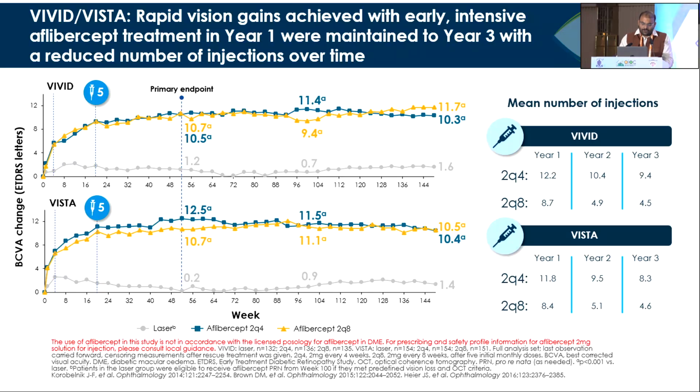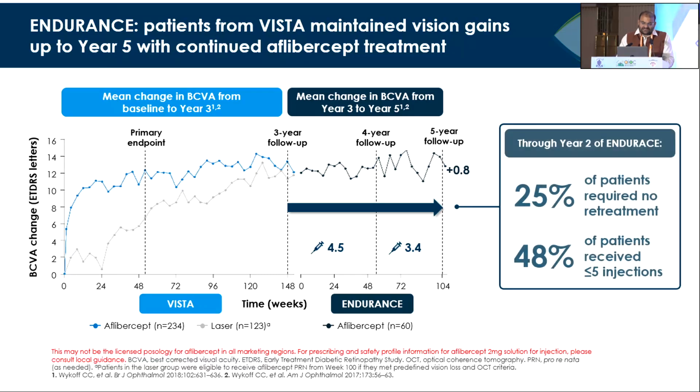So, at the end of year 3, in VIVID and VISTA, there was a gain of 11.7 and 10.3 ETDRS letters in VIVID, and in VISTA it was 10.5 and 10.4. The point to note is that in the 8-weekly treatment regime, the mean number of injections given in VIVID was 4.5 in comparison to 8.7 in year 1, which is nearly half, and in VISTA the result is almost the same. The patients from VISTA, after 3 years, went into a 2-year prospective study and were analyzed, which was named ENDURANCE.